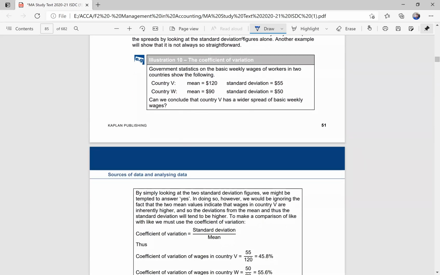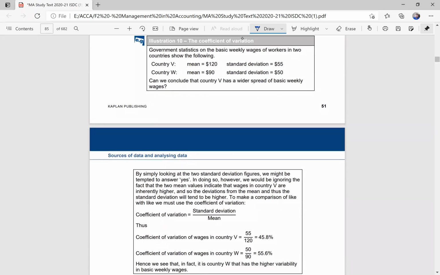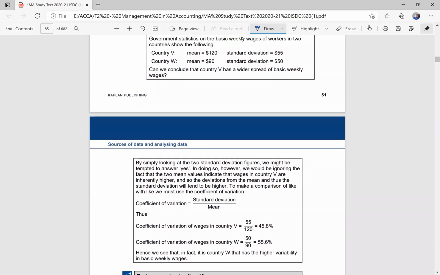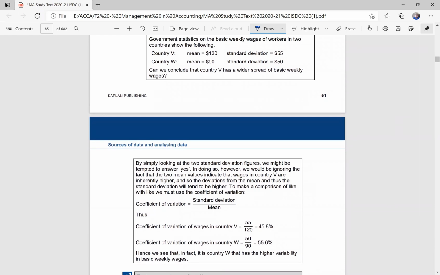Here's an illustration. Government statistics are given. Mean for each of the countries is given. Standard deviation for each of them is given. What you need to do is simply divide standard deviation by the mean and compute the coefficient of variation either in decimals or in percentages.